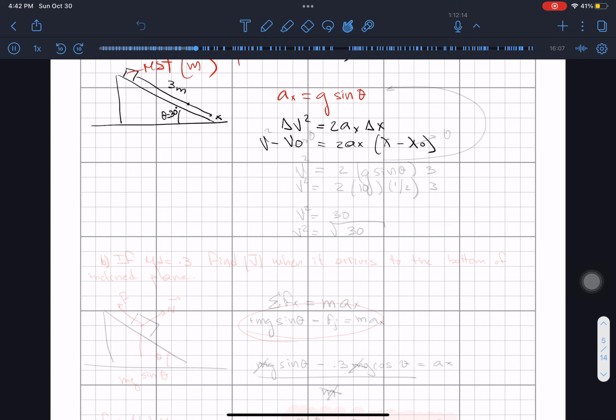So we know that the initial velocity, since the object was at rest at the beginning of the movement, is going to be 0. And the initial position is also going to be 0. Now we just do the following. Velocity squared equals 2 times the acceleration, which we know from the previous equation is gravity times sine of the angle, times 3, which is the change in position of the object.